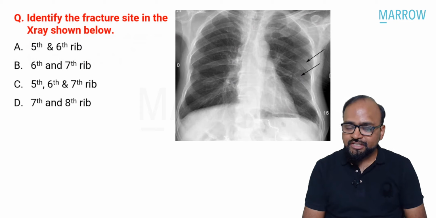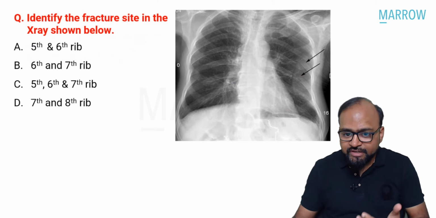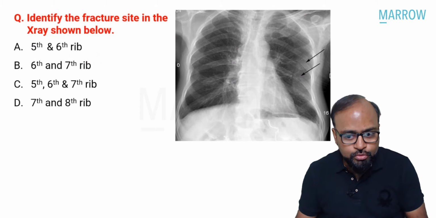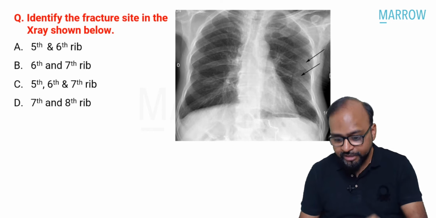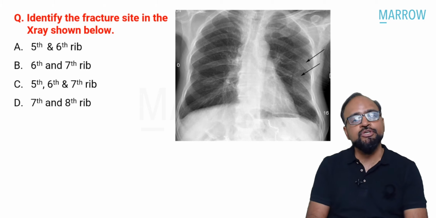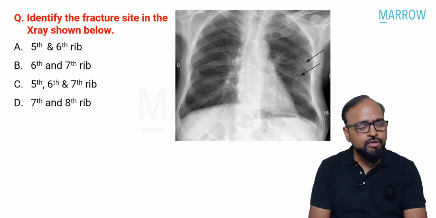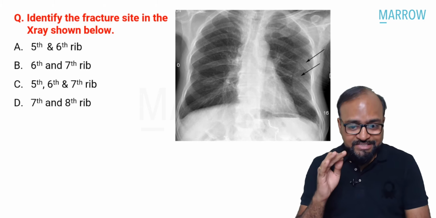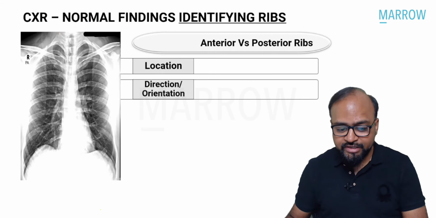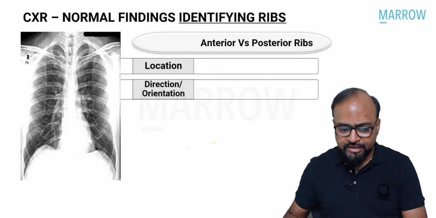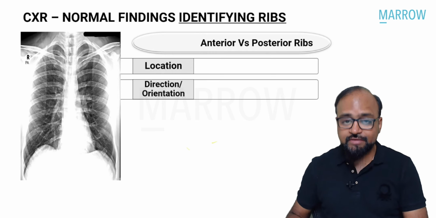Now look at this chest X-ray basics question. Identify the fracture site in the X-ray shown below. So they are telling you that there are fractures. You have to identify where the fracture is. This question is based on a very, very important topic which is based on the basics of chest X-ray. And what is that? It is how to identify ribs on a chest X-ray. So how to identify ribs on a chest X-ray? Let us have a look.